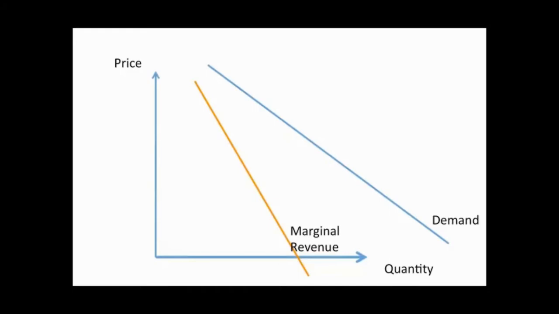This is because to sell more units, the monopolist must lower the price on the last unit and on all the units before. The marginal or extra revenue is therefore not just a lower price, but must take account of the reductions on previous units and therefore is below the demand curve.